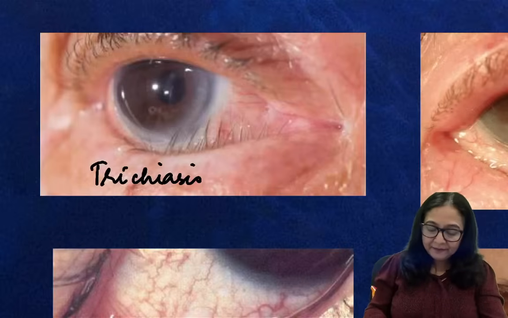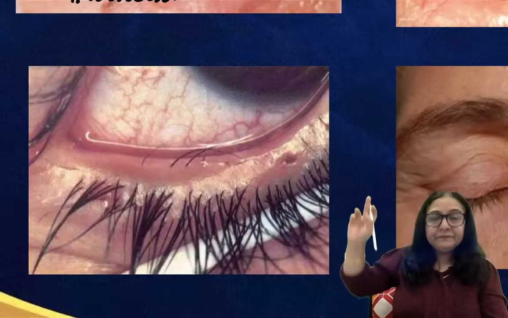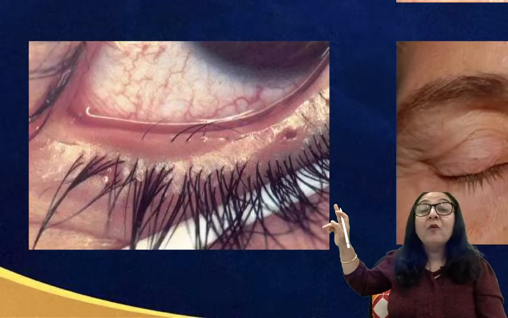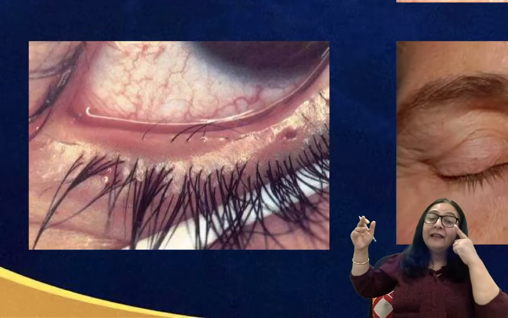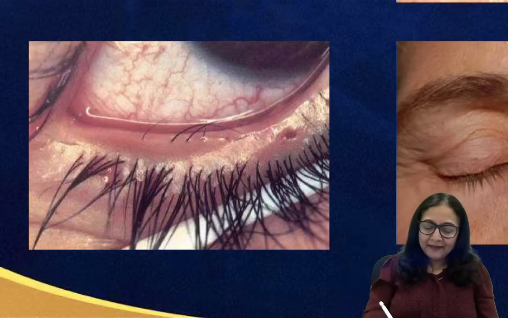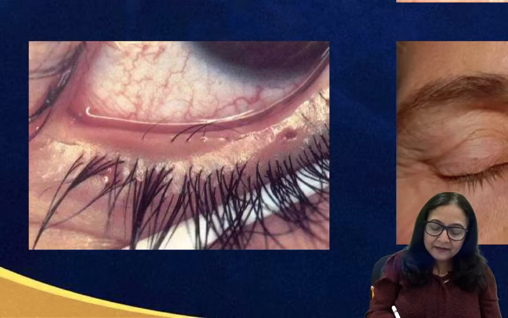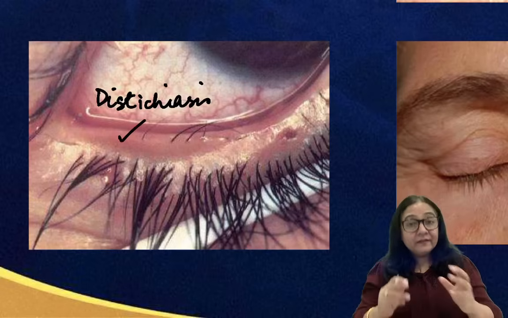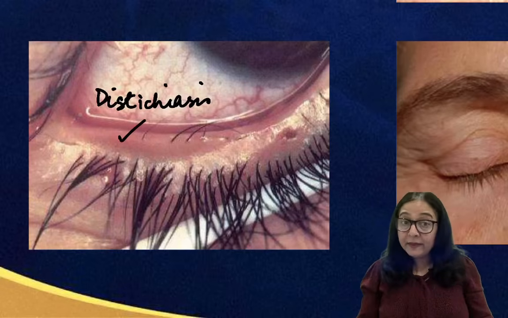Right? Now, when there is an extra row of the lashes, so this extra row of the lashes is again misdirected and it is rubbing to the eye surface. So this misdirected extra row of the lashes is distichiasis. Extra row of the lashes, which is coming from the openings of the meibomian glands. Okay?